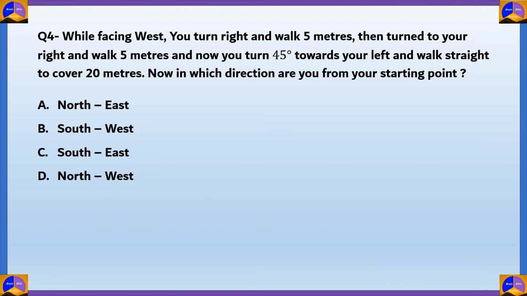The fourth question. While facing west, you turn right and walk 5 meters. Then turn to your right and walk 5 meters. And now you turn 45 degrees towards your left and walk straight to cover 20 meters. Now, in which direction are you from your starting point? Option A, northeast. Option B, southwest. Option C, southeast. Option D, northwest. Now, let's draw the direction diagram for this question.